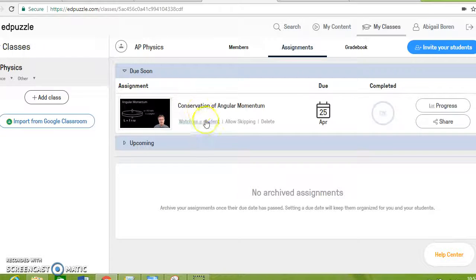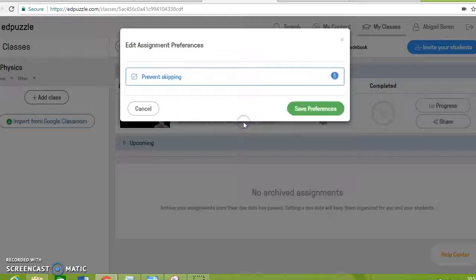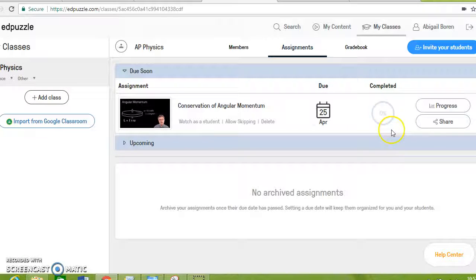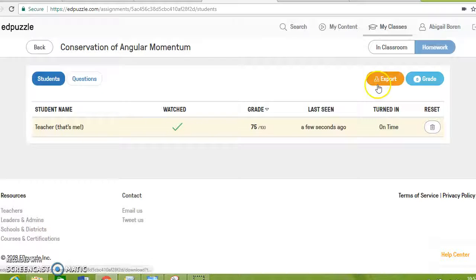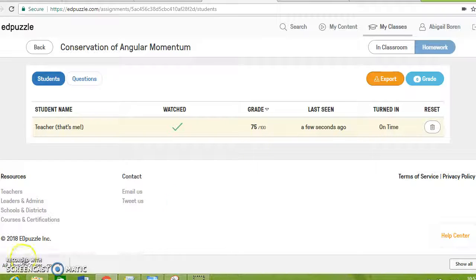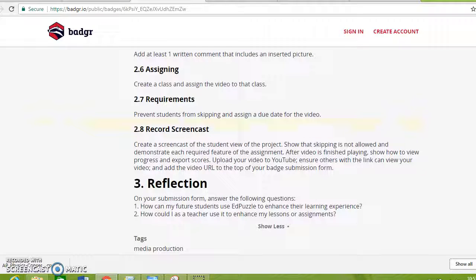So if we go back, we can see here, since we've got the allow skipping right here, we have turned on prevent skipping. We can see how many have completed it over here. And in our progress over here, we are able to export. And that saves how everybody's doing. Oh, look, it's me. And I'm just going to double check that that was everything I was supposed to say.